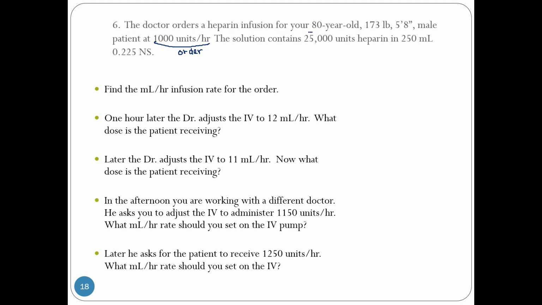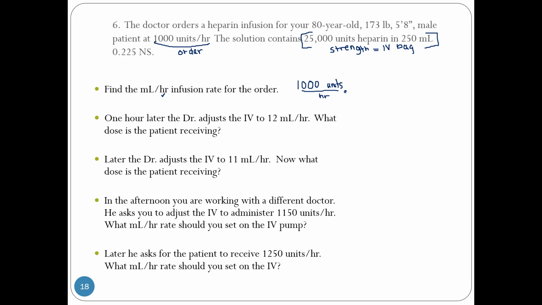Second thing I noticed is that this 25,000 units in the 250 mLs, that is the strength. That is what would be in my IV bag. So the first thing I'm asked is to find the milliliters per hour for the order. So I'm going to start with 1,000 units over hours. And I need to get to milliliters per hour. Well, I already have hours, so this part's done. Check that off. I need to get to milliliters.